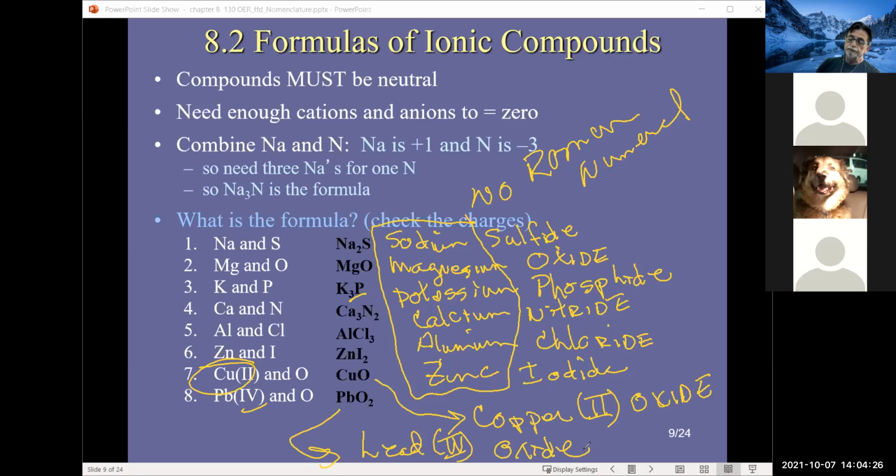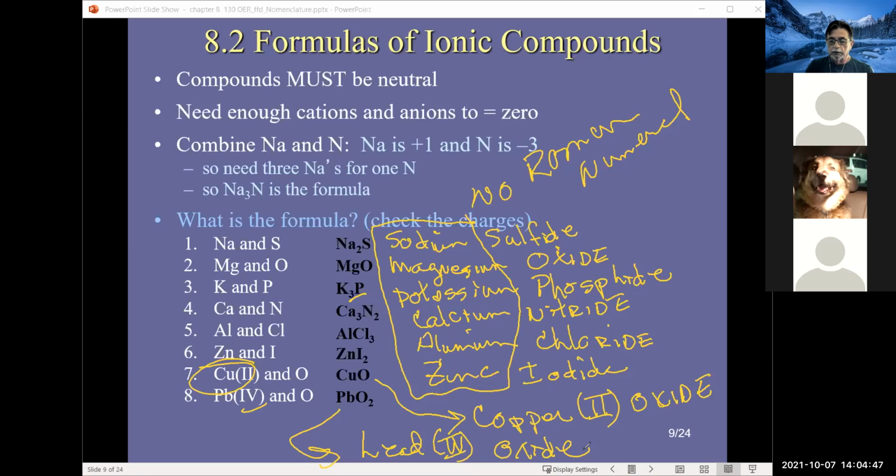Okay. So again, only those that are not part of the 16 require Roman numerals to distinguish all of the different variable oxidation numbers that metal can exist in. Copper can have copper 1 and copper 2. Lead could have a variety of them and so forth.